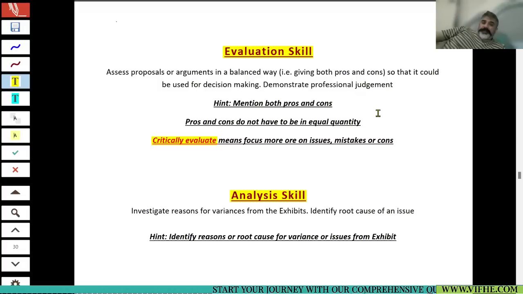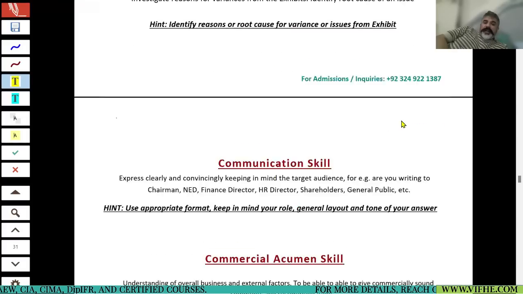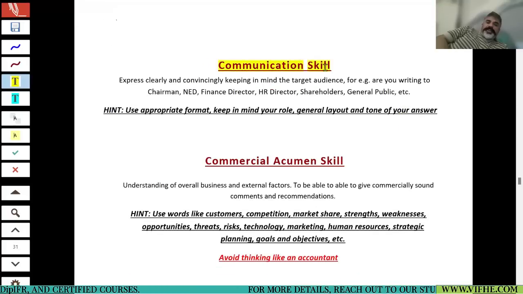All right. So you know the general reasons, but you will not write general reasons in your answer. You will have to look in the exhibit and pick up the information, right? Any questions on analysis skills? Is that clear? The third one is called communication skill. Do you think a good CFO should have nice communication skill?